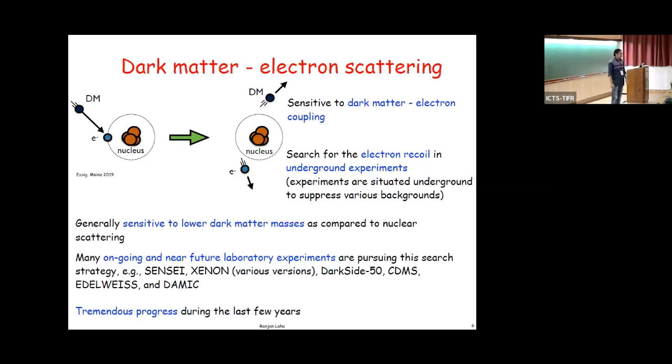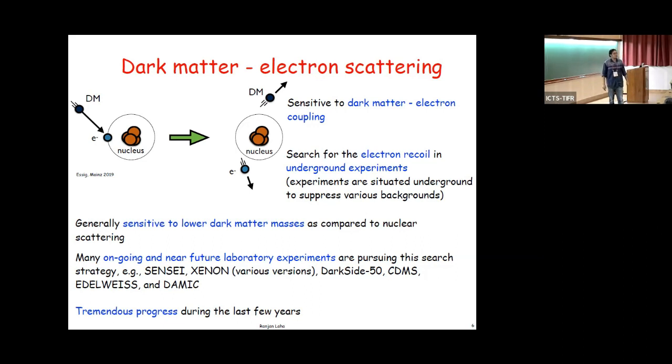This is a study which has really taken off during the last decade, both from the theory perspective and from the experimental perspective. The idea here is as follows, especially in terrestrial experiments. You keep your detector in an underground lab so that you can shield it from various backgrounds. You hope that at some point a dark matter particle will come and scatter off an electron, and then you will try to search for the recoil of this electron, right? So something that this atom will do when you ionize it, and you try to search for this signature, all right? Typically, you can do the kinematics, and you will find that this is generally sensitive to lower dark matter masses as compared to nuclear scattering, right?